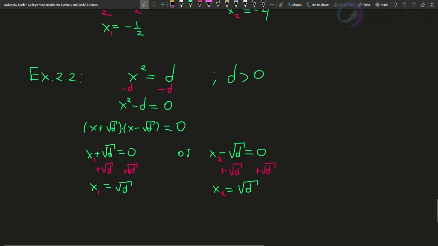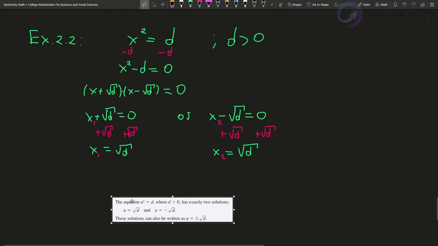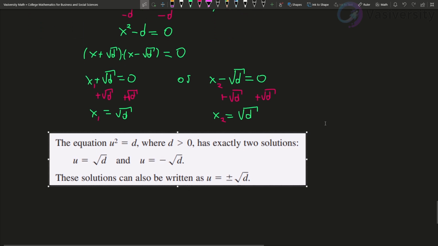Once again, we have the two solutions. And this is important because every time we're taking a square root, we essentially have two solutions, because either a positive or a negative number can be equated to the square of the number. Here's the rule to remember: u² = d, where d is greater than 0, has exactly two solutions, the positive square root and the negative square root. That is important to keep in mind, especially for algebra. We also call it a principal root.